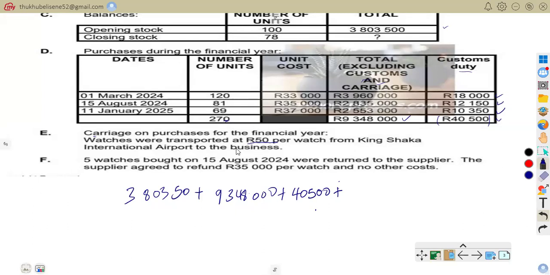So how many units do we have? We have 270 units. Meaning we are going to say 270 times 50. So that will give us 13,500 as our carriage on purchases. So that is that. Then we are going to minus the returns because we do have returns.